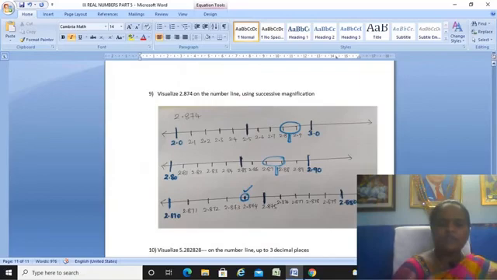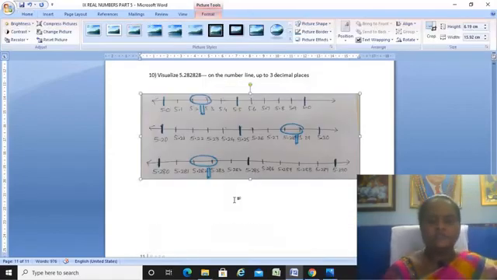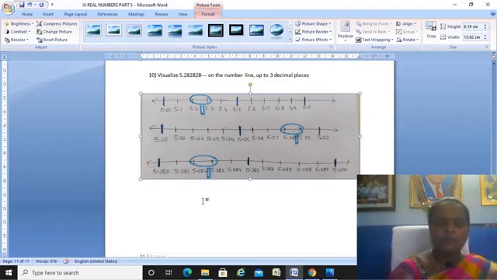Next one, visualize 2.874 on the number line using successive magnification. Here is the answer, check your answer. 10th question, visualize 5.282828 and so on on the number line up to 3 decimal places. So 5.282 is the number up to 3 decimal places. 5.282 lies between 5.2 and 5.3, and once again if you see the second number line, that lies between 5.28 and 5.29, and on the third line this is the 5.282.